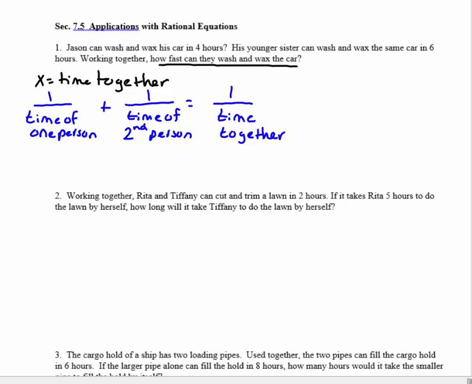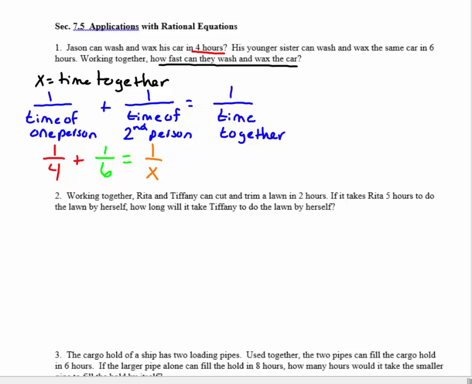We know that Jason can wash and wax his car in 4 hours. So the time of one person is 4, so we have 1/4. Plus, the younger sister can wash and wax it in 6 hours. So the second person's time is 6, so we end up with 1 over 6. And we're looking for the time together, so we're going to have x in the denominator. So 1 over x. This looks very similar to the problems from the previous section.